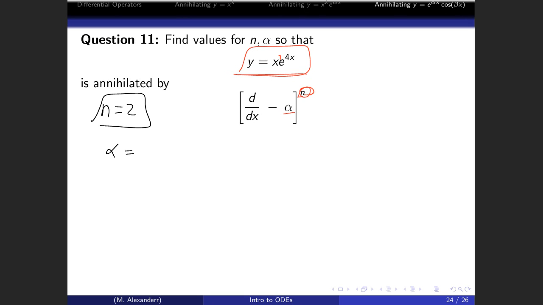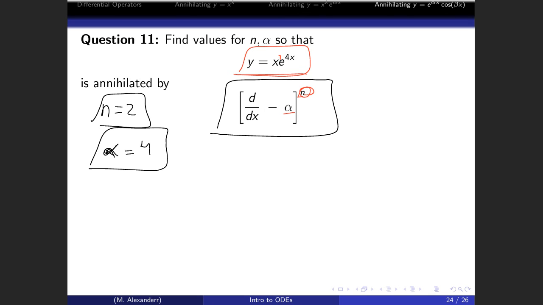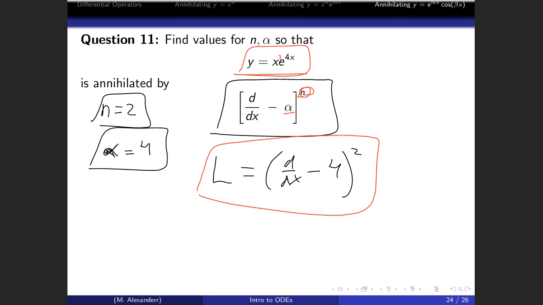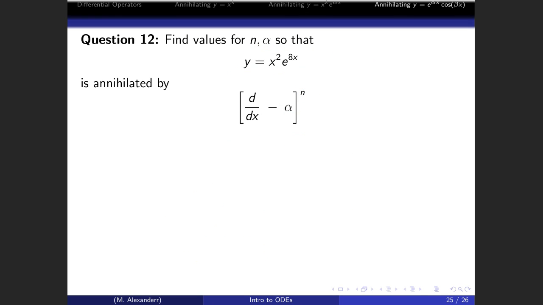And now what about the alpha? The alpha is the number on the exponential, the power on the exponential. So alpha is going to be equal to 4. That's all you need to know for this. This is the second type of operator that we talked about, and so this operator is going to be d dx minus 4, and then this is going to be to the second power. This operator that we just wrote down, and I'll put this in the red box, is the operator that cancels out this y function in the very beginning. Again, that means that if you apply the operator to the y function, the output is going to be equal to 0.